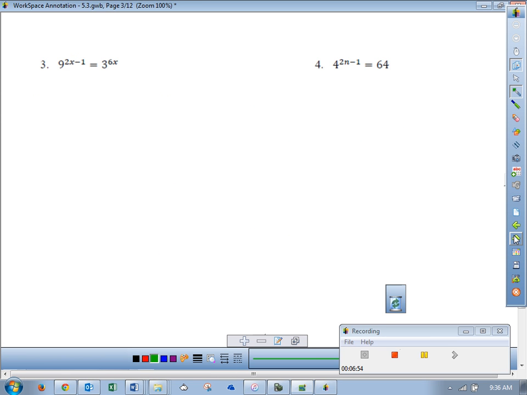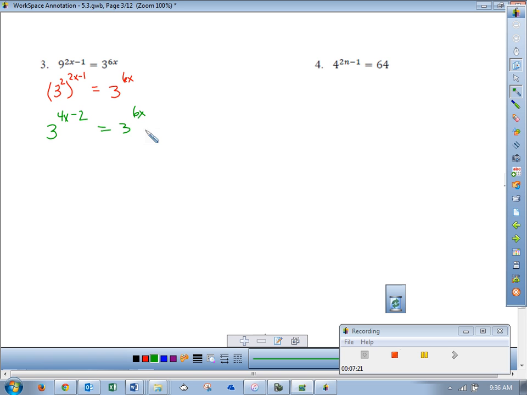Awesome. Rewrite those with the same base. Look at the smaller one. See if it's possible to rewrite with the same base. Yes, 9 is a power of 3. Then use your exponent rules. You must distribute that 2. So that's going to be 4x minus 2.